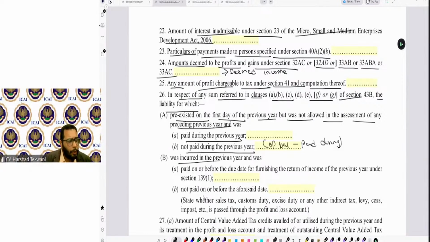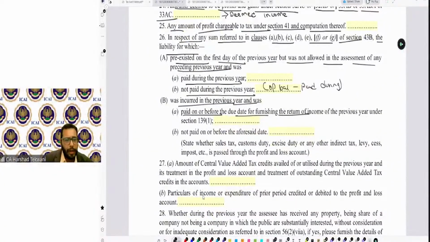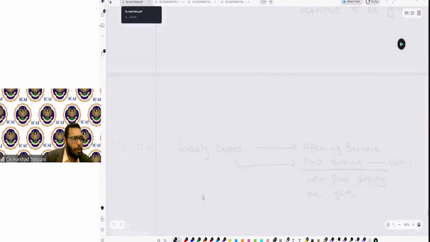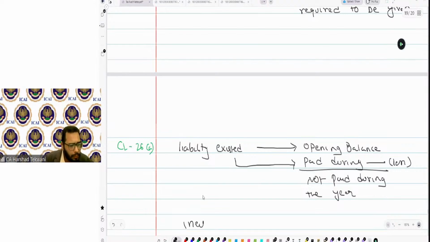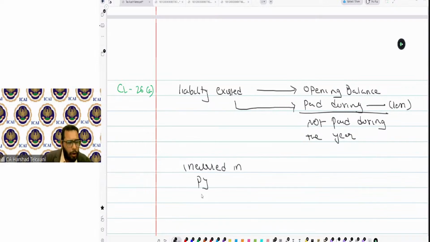And B talks about incurred in the previous year and was paid on or before the due date of furnishing return of income of the previous year. Means it was incurred in the previous year and was paid also. And the next part is not paid on or before the due date. So there are two portions here also. One incurred in previous year, out of which one will be paid, and the remaining portion will be not paid.